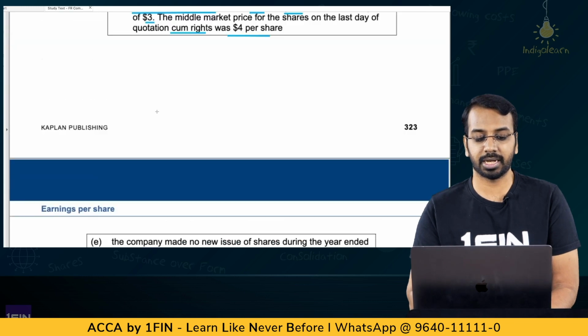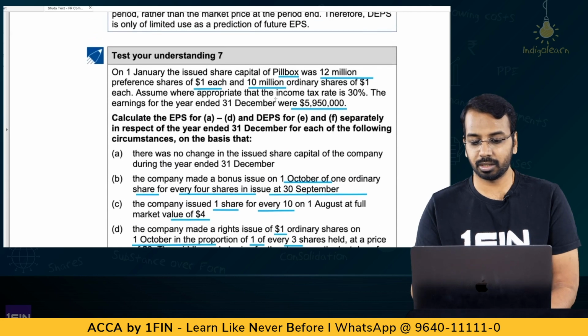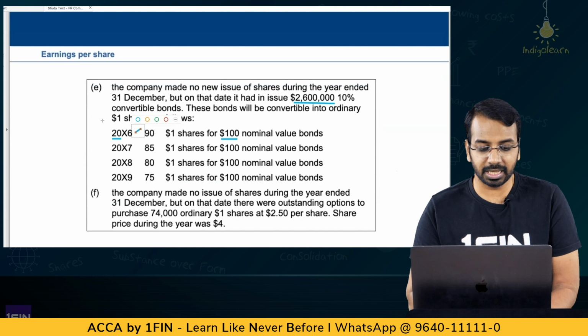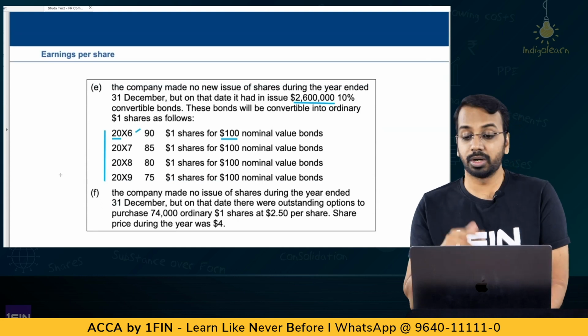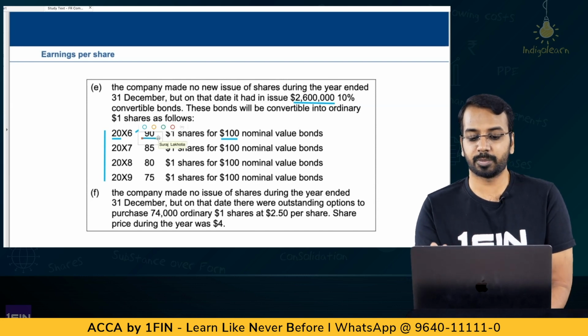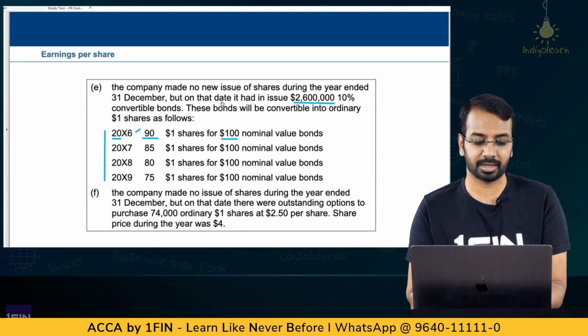Now, which period are we at? We are at 31st of December of, I think, year 1. They have not mentioned the specific day. Now, when you have a series of conversions, what is the worst case scenario for the company? 90 shares. So, you will take 90 shares for the purpose of diluted earnings per share. Now, here, how do we calculate? Let's see that.